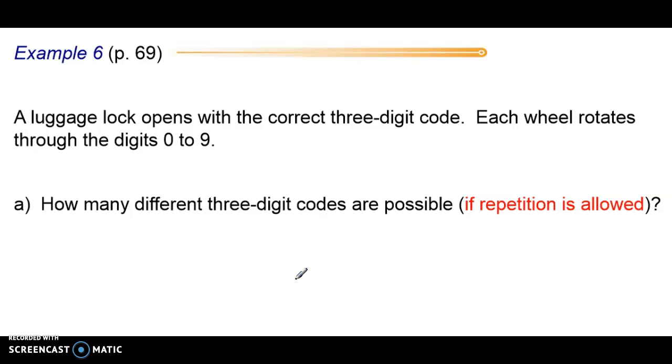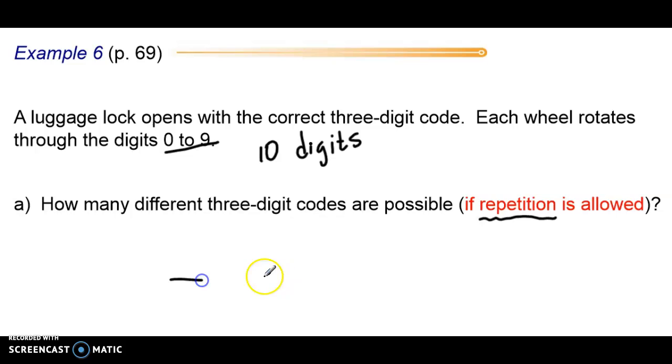So first of all, I want to talk about the digits 0 to 9. When we look at the number of possibilities, don't forget that we have the numbers 1 through 9 plus the digit 0. So when we talk about digits 0 to 9, there are 10 digits, not 9, that we can choose from. So part A, how many different 3-digit codes are possible if repetition is allowed?